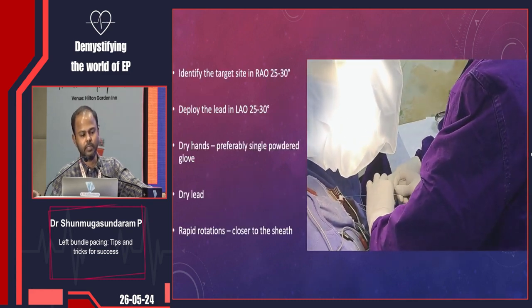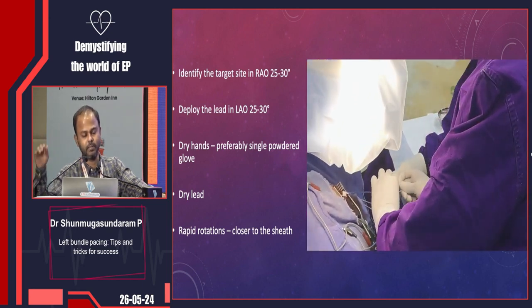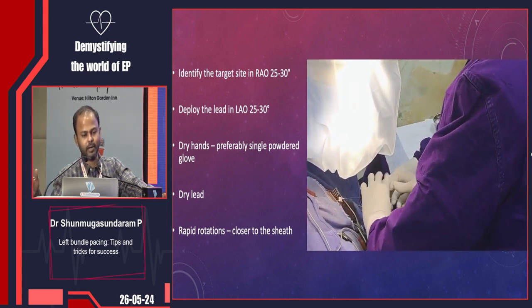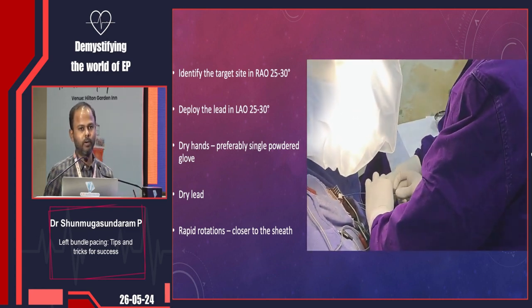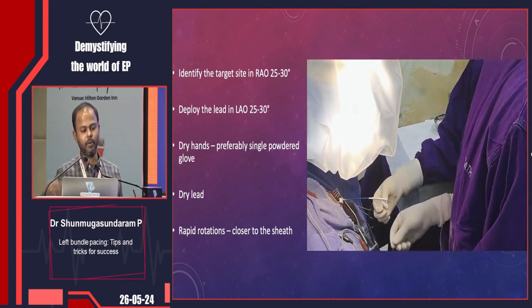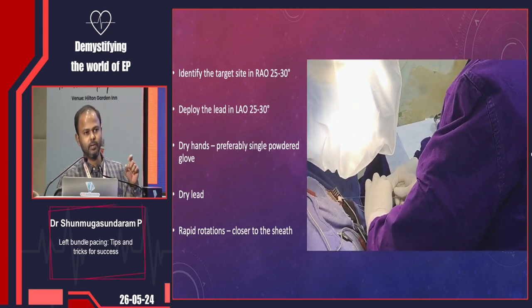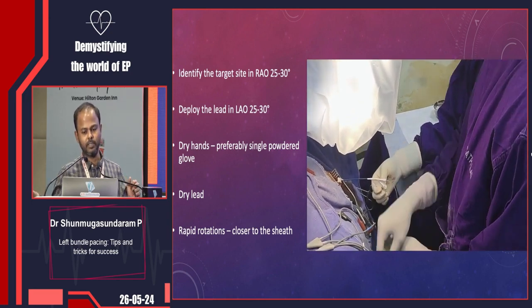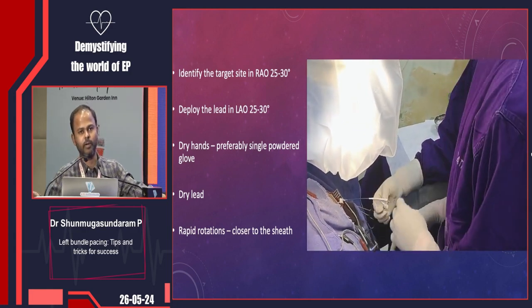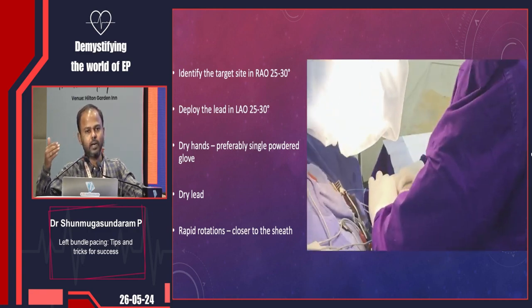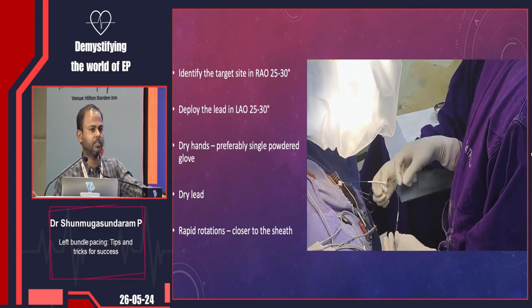So identify the target site, deploy the lead in LAO, so that it gives us a good view of the lead traversing the septum. Try to have a dry hand, so I always start with 2 powdered gloves and remove the outer glove just before deploying the lead, so that I'll have a single powdered glove on my hand. Both your hand and the lead should be perfectly dry so that you have enough grip to give rapid rotation. You can see the second operator is holding the sheath. The sheath should be in the 4 o'clock or 5 o'clock position so that the lead inside the heart will be well opposed to the septum. And rapid rotations, either from the end of the lead or closer to the sheath, will help.